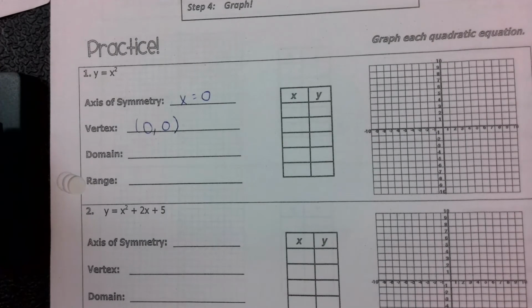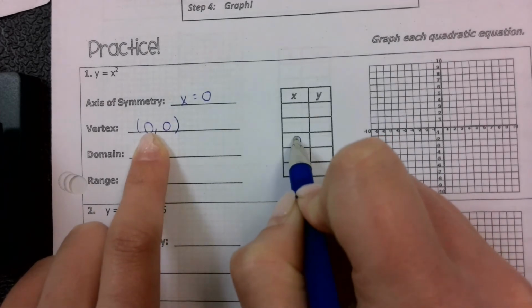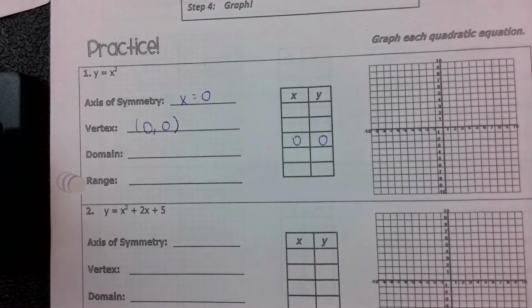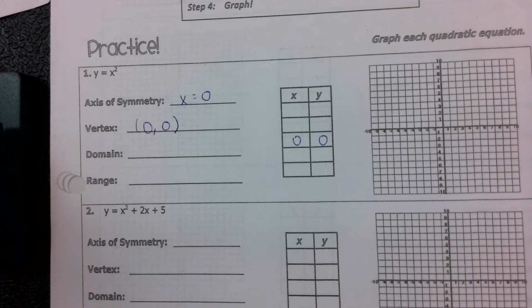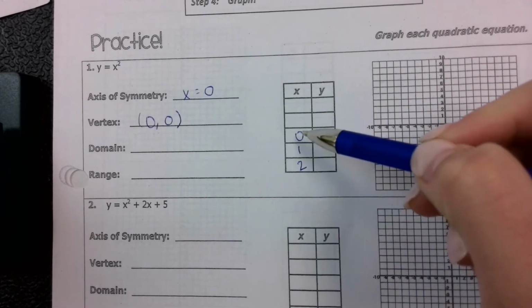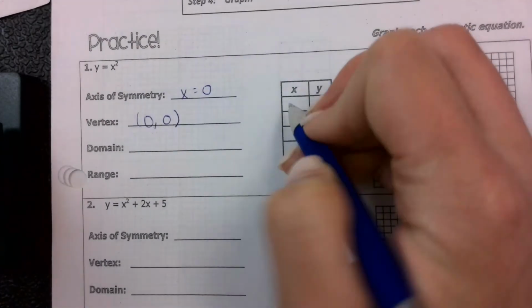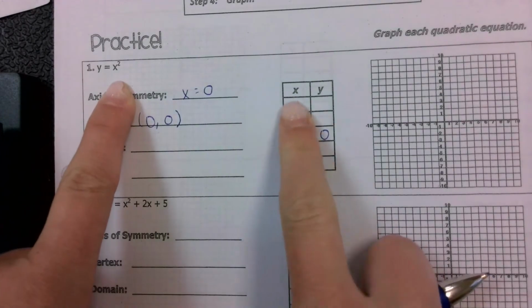So at this point, I'm going to hop over to our table. And we know that the vertex is like the middle, right? So I'm going to put that in the middle of our table. And we want to know what's happening on either side of it, right? So what would be two numbers bigger than 0? I would use 1 and 2. What are two numbers smaller than 0? Okay. So let's plug those in so we can finish our table.